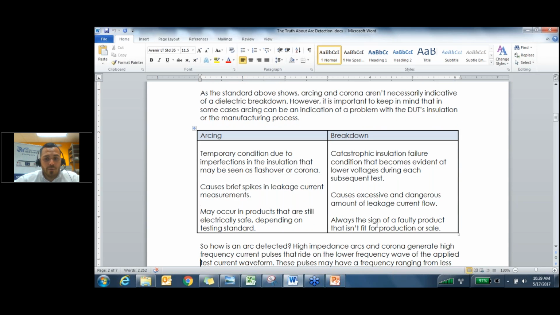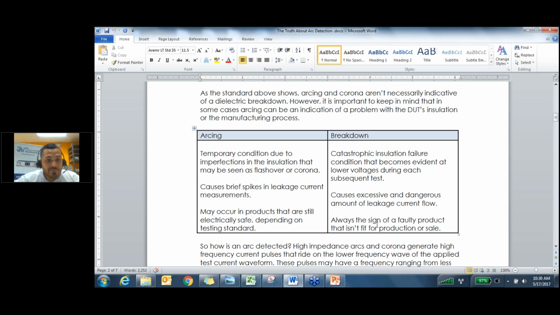Arcing is a temporary condition due to imperfections in the insulation that may be seen as a flashover or corona, right? So it causes brief spikes in leakage current measurements. They may occur in products that are still electrically safe depending on the testing standard. So arcing doesn't mean you failed your Hipot test. It doesn't even mean that you currently have bad insulation. It could be a sign of potential degradation happening over time, but really it's just this instantaneous discharge or flashover of current.